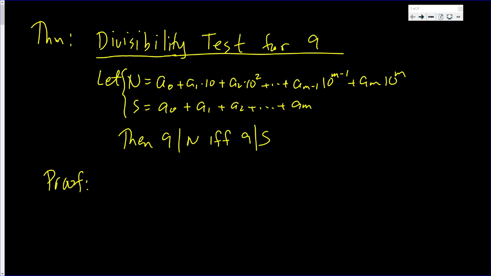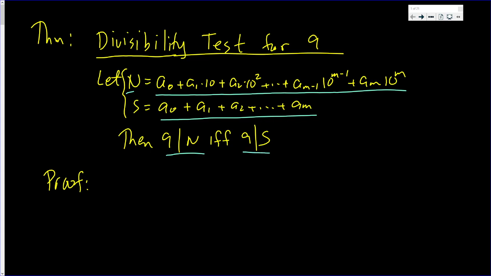So we're going to let n equal some integer in standard form, and we're going to let s be the sum of the digits. And then of course I want to show that 9 goes into the integer n if and only if 9 goes into the sum. So how about we get into this?